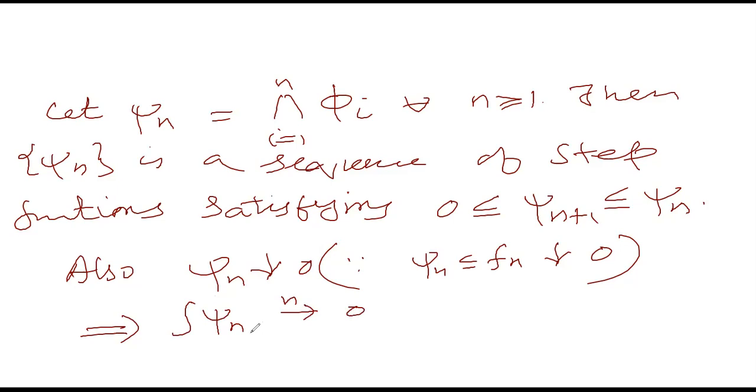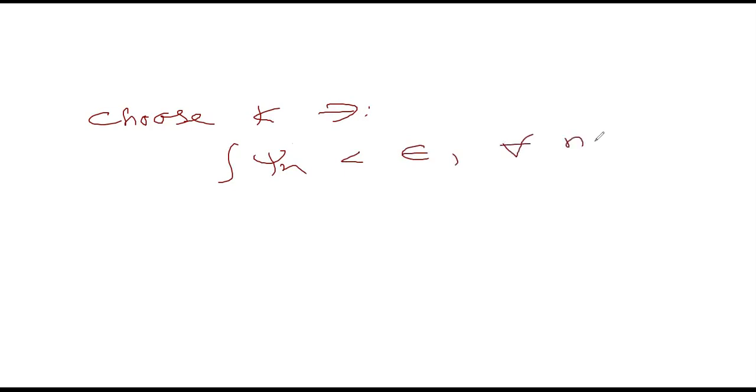Okay, this limit is 0. Now we apply the definition of limit. Epsilon is already fixed. So the limit of the integral of φn is 0. So we choose k such that the integral of φn is less than epsilon for all n greater than or equal to k. This is the definition of limit, because the limit of the integral of φn is equal to 0. So the integral of φn minus 0 must be less than epsilon for all n greater than or equal to k. That's the definition of limit.